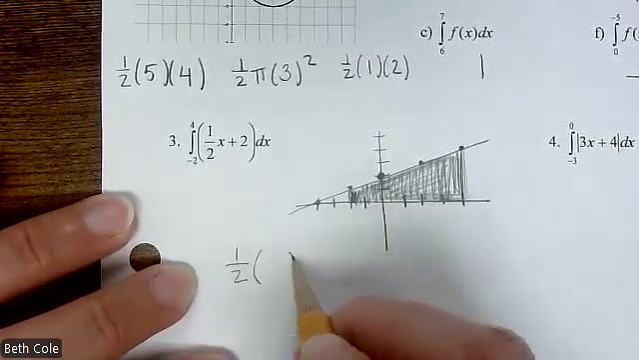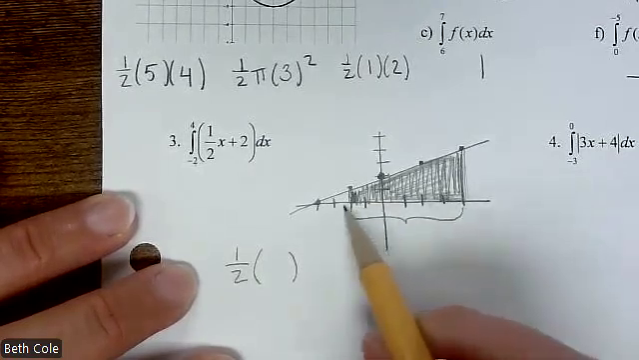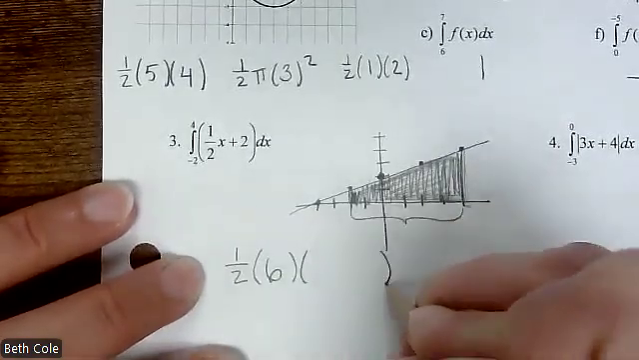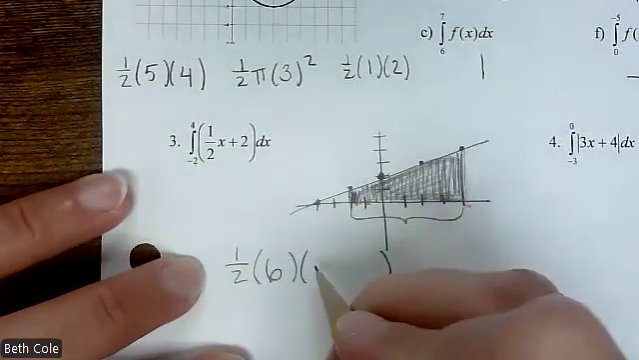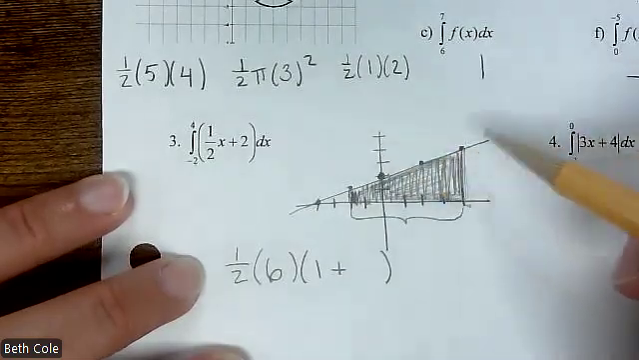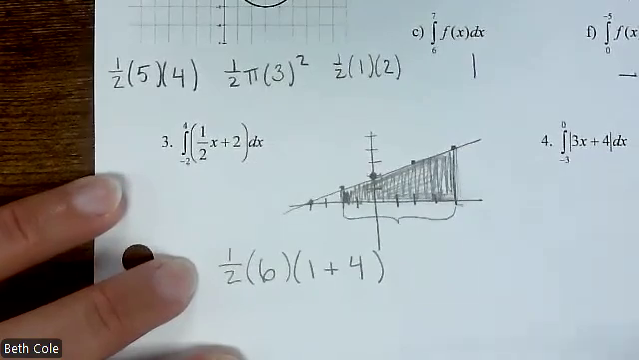1/2. Cool. Height, which in this case is this distance. This is your height. So how far is that? So 6. Good. And then we're going to add the bases together. So this first base is just 1. And then this one, what is that, 4? I know sometimes it's hard without a grid. So what does that all shake out to?